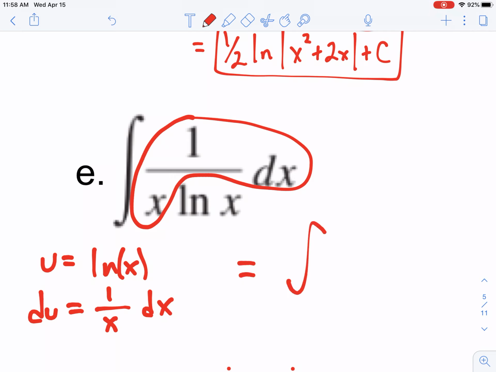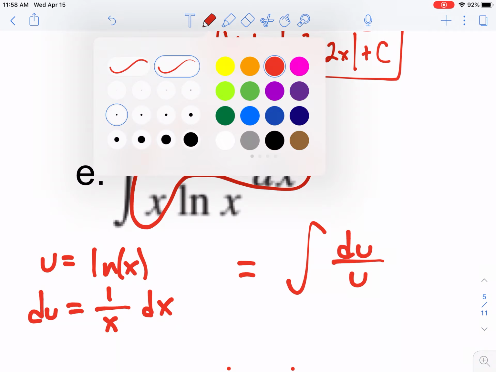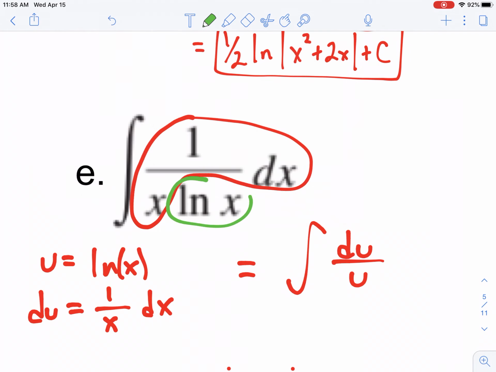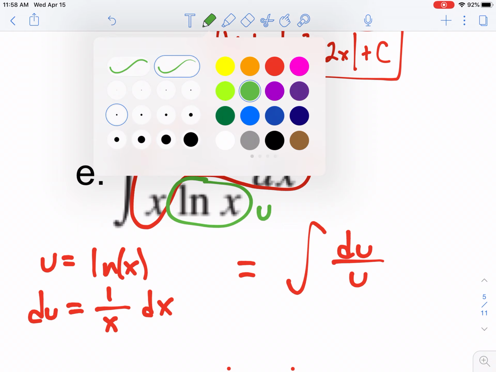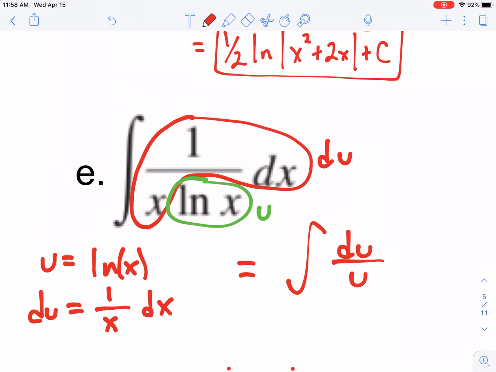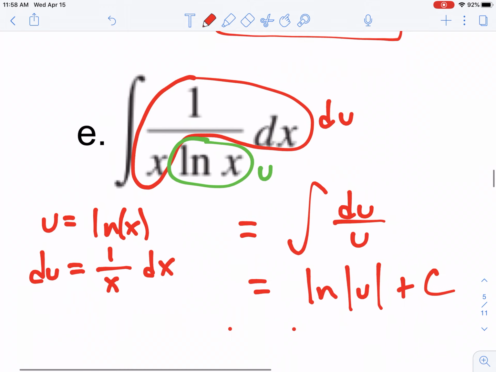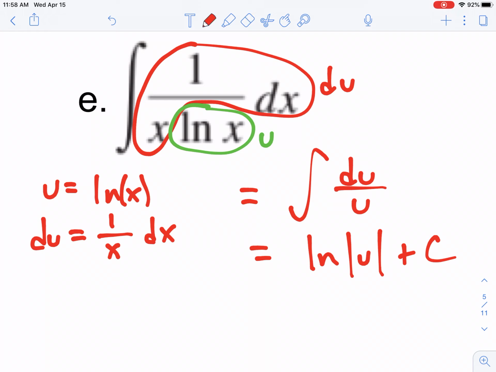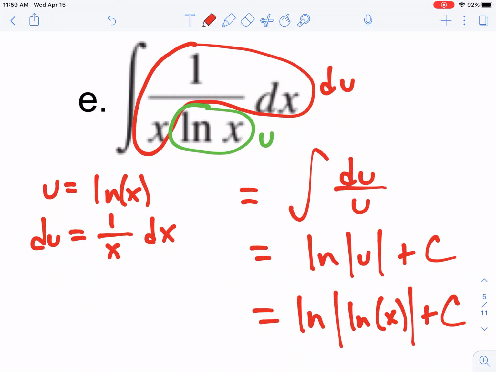So this integral becomes du over u. This ln x right here is your u. This whole red thing that I circled, 1 over x dx, is your du. So this integral really just boils down to du over u, which we know the integral of du over u is natural log of u plus c. And then last step is plug back in your u expression. So ln of, but u is also another ln. So this becomes an ln inside of an ln, is what this is.